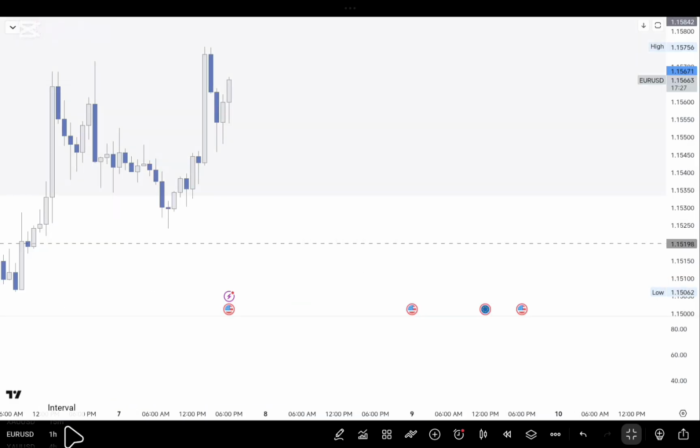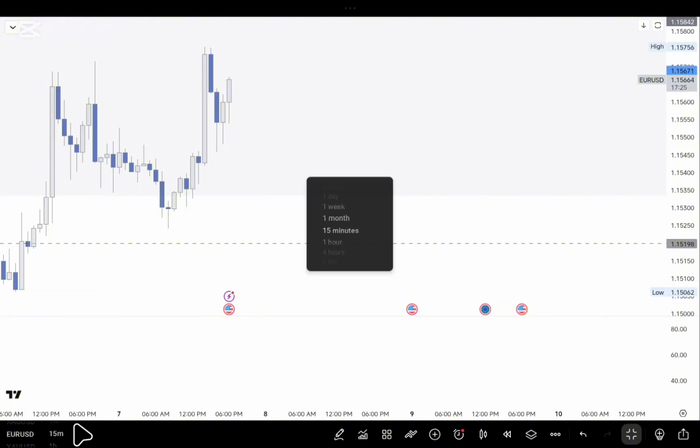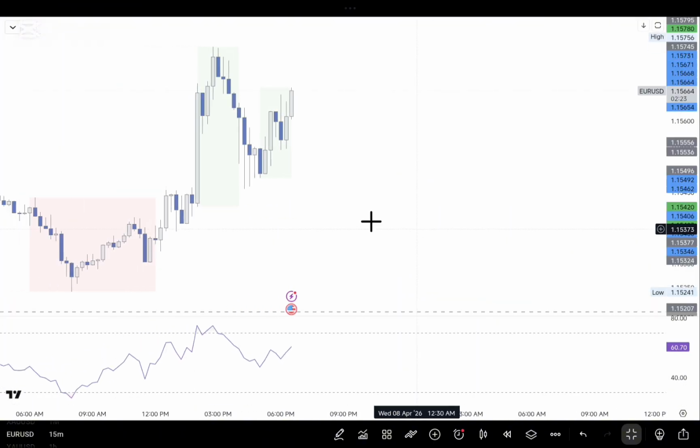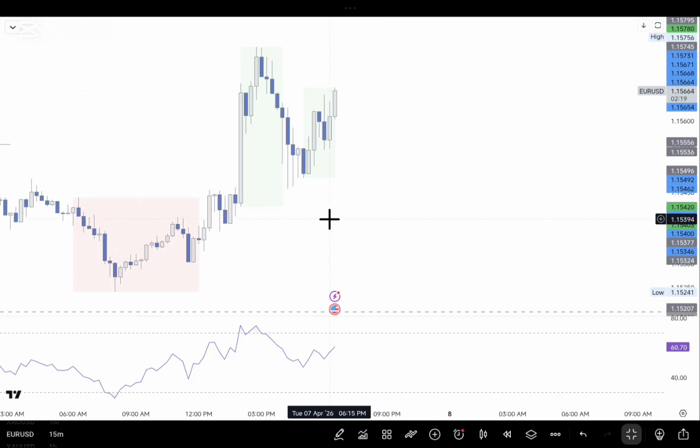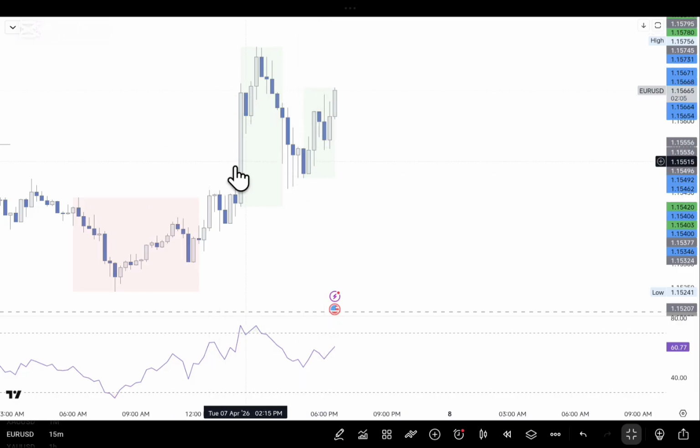H1 is also bullish, there is no need to talk about this one. And if I take a look at the M15, you can see very much that Asia high has been taken. Now all we have left is London high. But also this move is happening without taking any liquidity from left side. So that means there is still liquidity remaining to take.